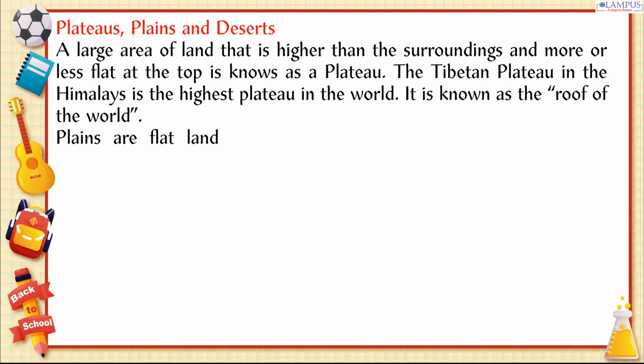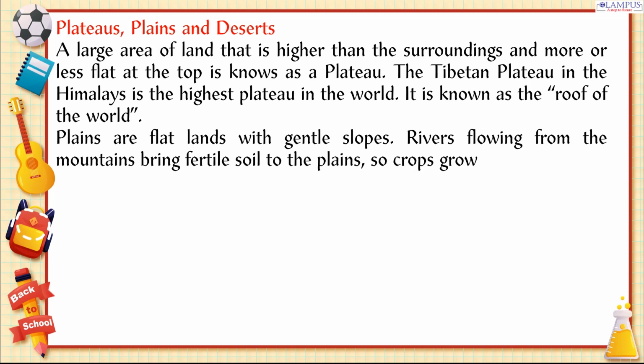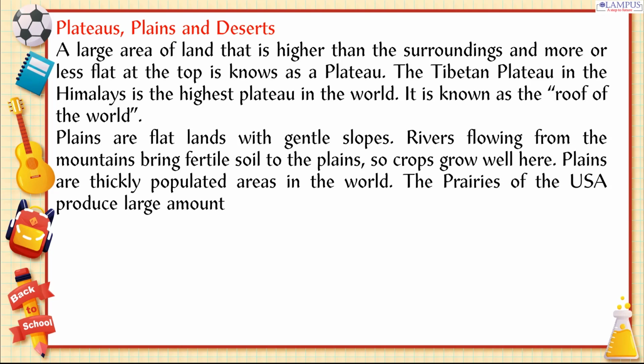Plains are flat lands with gentle slopes. Rivers flowing from the mountains bring fertile soil to the plains, so crops grow well here. Plains are thickly populated areas in the world. The prairies of the USA produce a large amount of wheat and grains.